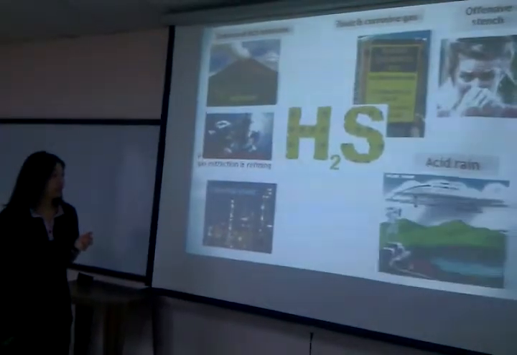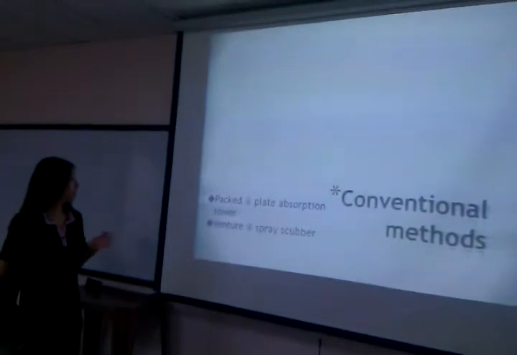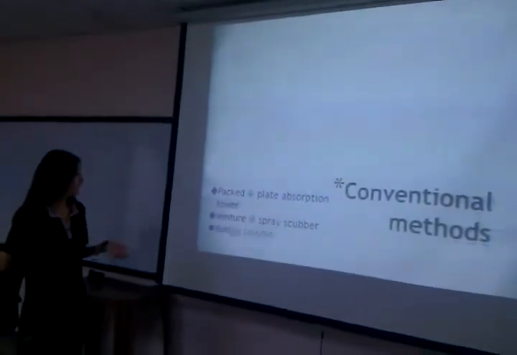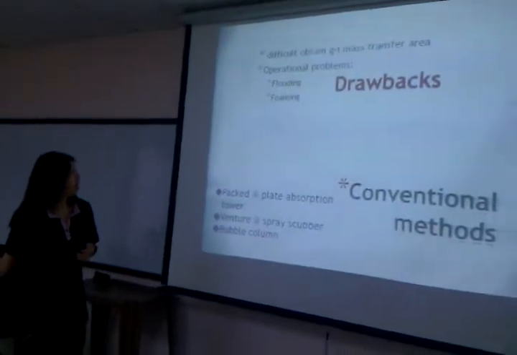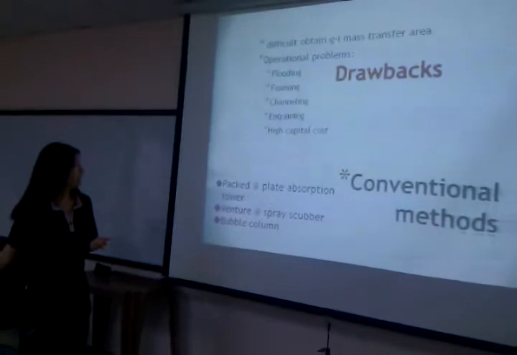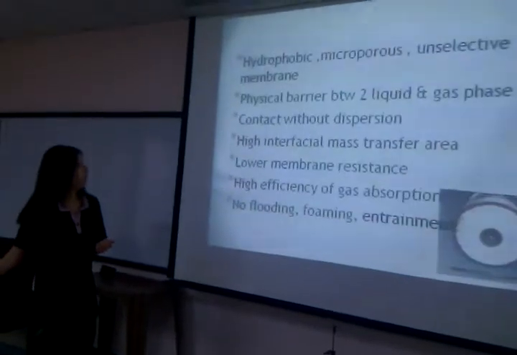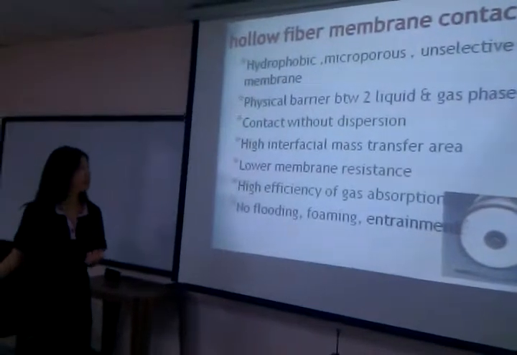rain. Traditionally, acid gas absorption is done using packed tower, wedge scrubber, and bubble column, but there are some drawbacks, especially operational problems like flooding, channeling, and entraining. Therefore, hollow fiber membrane contactor is used to overcome the shortcomings.